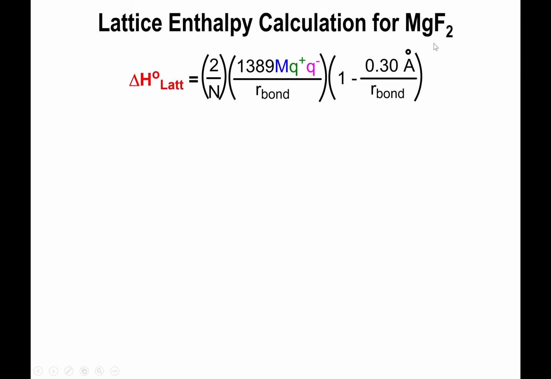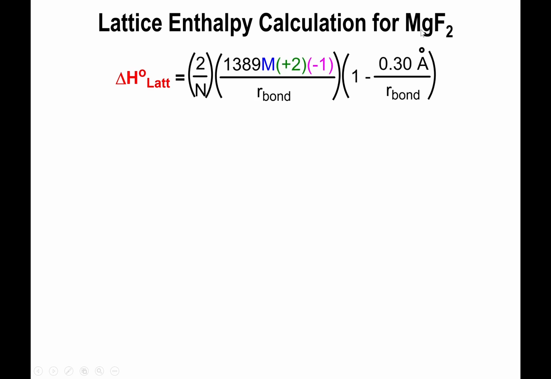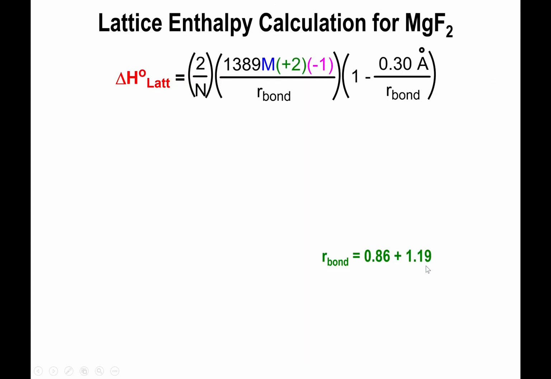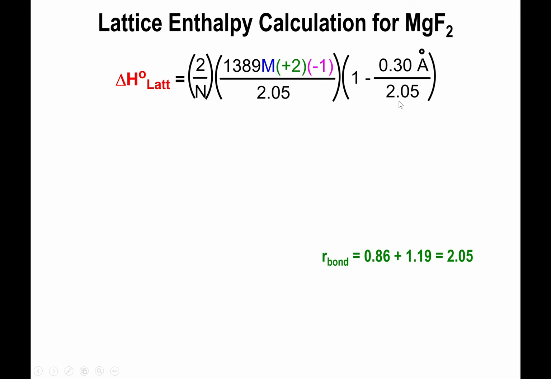So now let's take a look at magnesium fluoride. Okay, so the charge of magnesium is 2 plus, the charge of fluoride is 1 minus. Magnesium has an ionic radius of 0.86 angstroms, fluoride has an ionic radius of 1.19. So if you add them together, you get the value of our bond, which is 2.05 angstroms. So we input that into the equation.